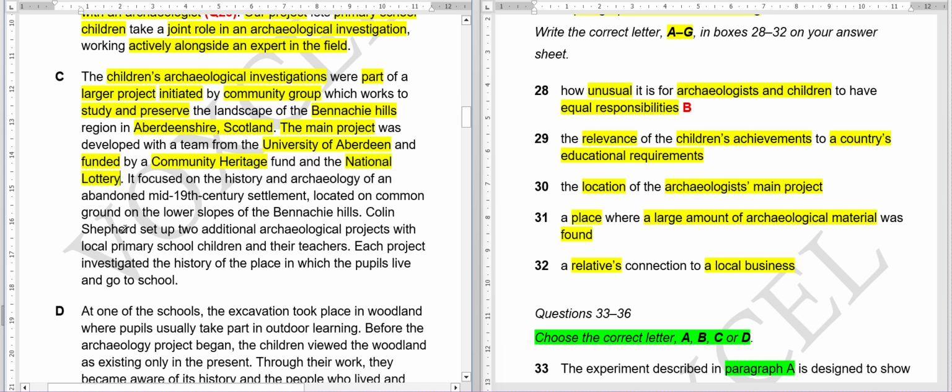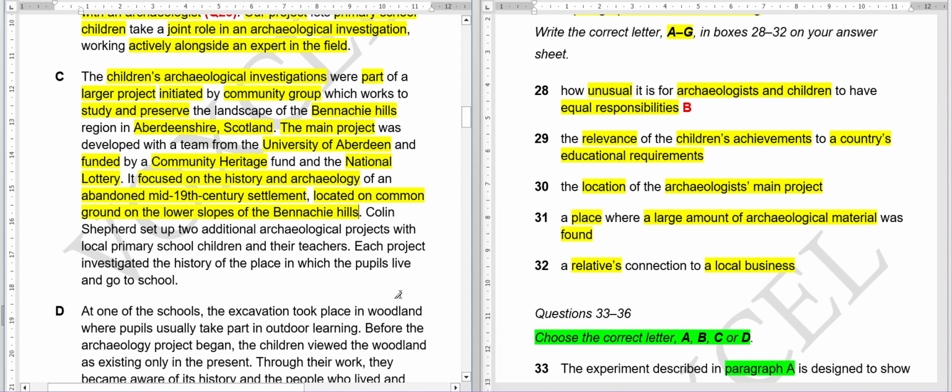Clear? It focused on the history and archaeology of an abandoned mid 19th century settlement. So, what was the focus of this particular project? History and archaeology of an abandoned 19th century settlement. So, settlement is where humans used to live. In this particular case, abandoned, like they left it for one reason or the other. Located on the common ground on the lower slopes of Benake Hill. So, this particular project was located on this particular site.